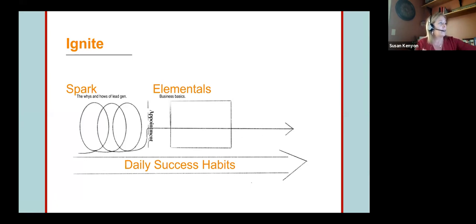This is a great graphic on building your business. It starts over here with the whys and hows of lead generation, when you're looking at those spirals that are going up and down. The whys and hows of lead generation start with 30 minutes daily of updating your contacts. So we're going to start talking about contacts and databases and appointments and stuff like that. It starts with contacts. So we're going to be throwing Command in here.